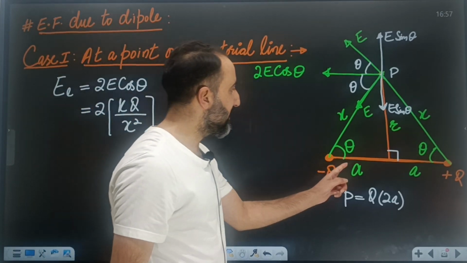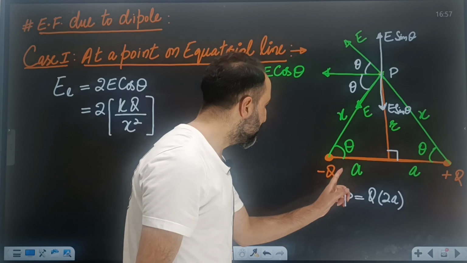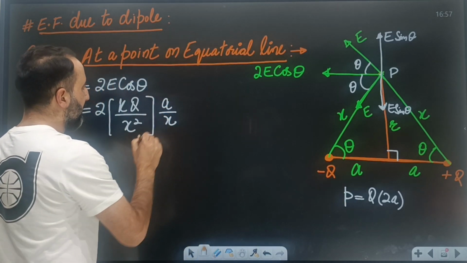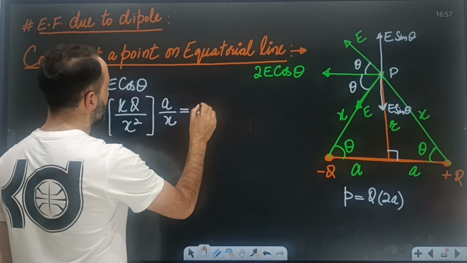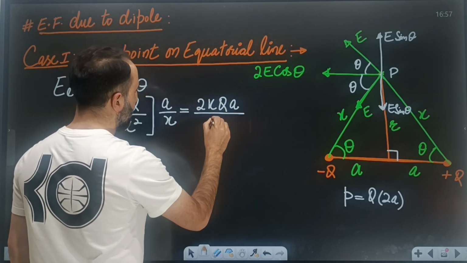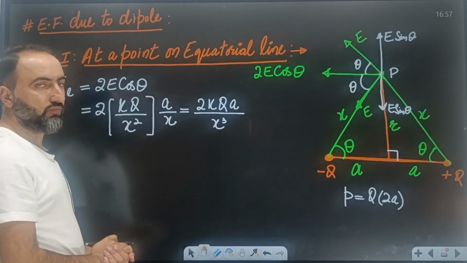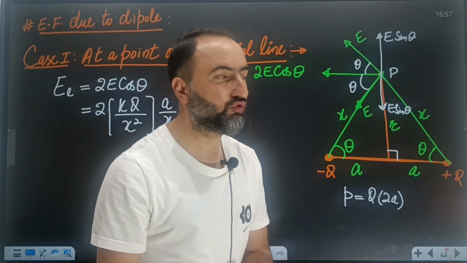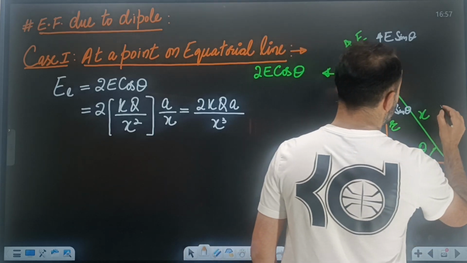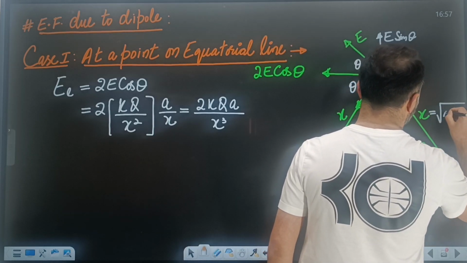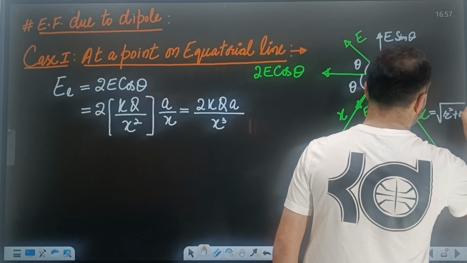And what about this cos theta? That is base divided by hypotenuse, which is equal to a divided by x. So here it is a divided by x. So the electric field comes out to be twice kq into a divided by x cube. Now, simply what we can do is use the Pythagoras theorem here. The value of x will be equal to the under root of r square plus a square, that is, a square plus r square.